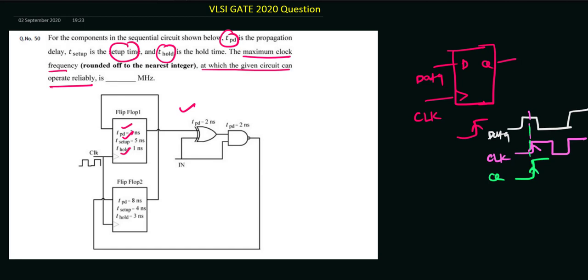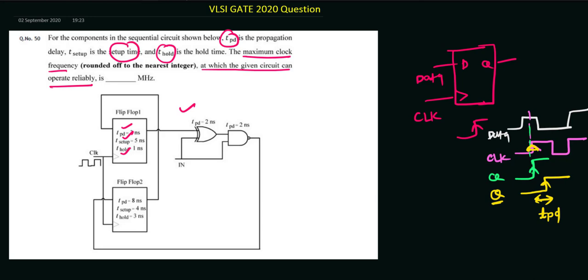But in reality, what happens? This output Q takes some time. Let us say this is the output in the practical case. The moment you sample the data, after some time the output will come. This is the delay which we call the propagation delay of the flip-flop, from the clock edge to the output Q. This is the delay, TPD.